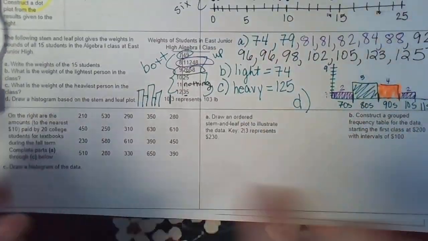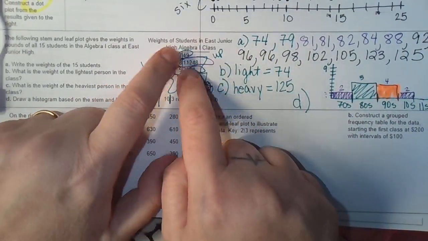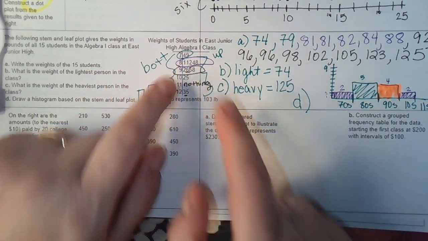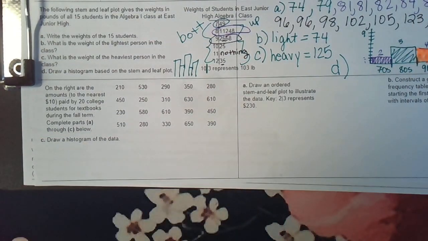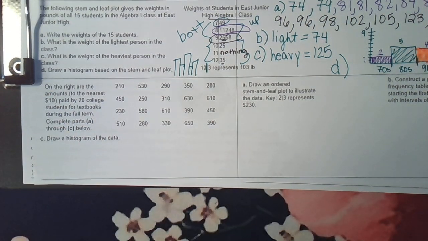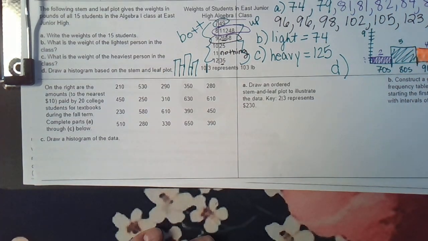Woo! Okay, let's go to the next one. It's the same thing, only instead of giving us this little T-chart with the stem and leaf, we have to make one. Okay, so it says on the right are the amounts to the nearest $10 paid by 20 college students for textbooks during the fall term. Complete parts A through C.